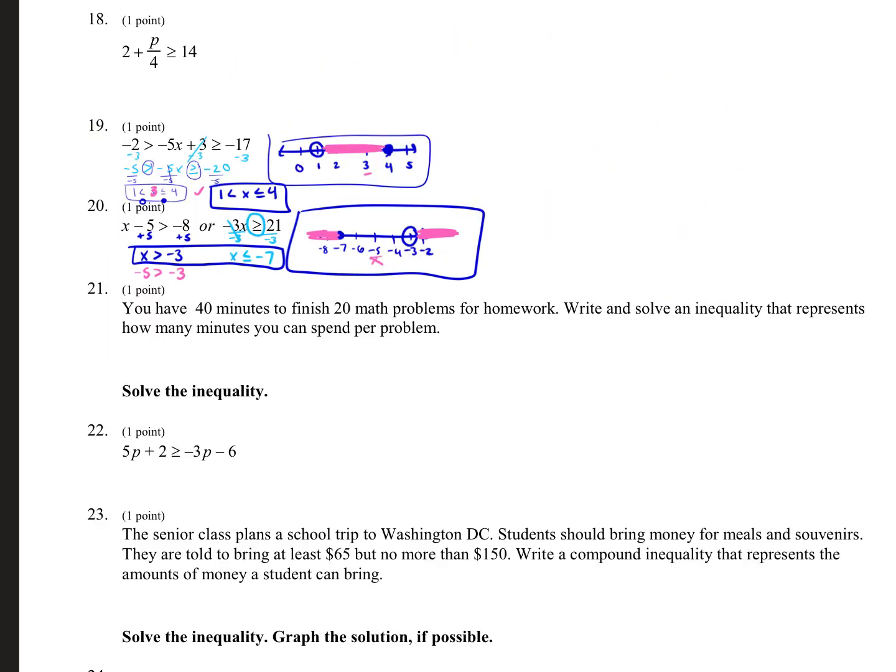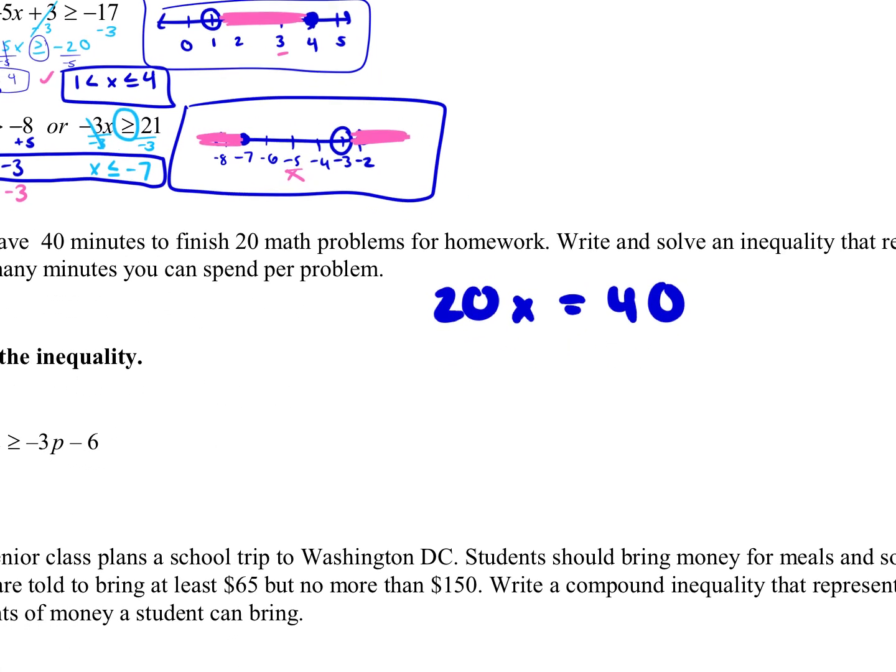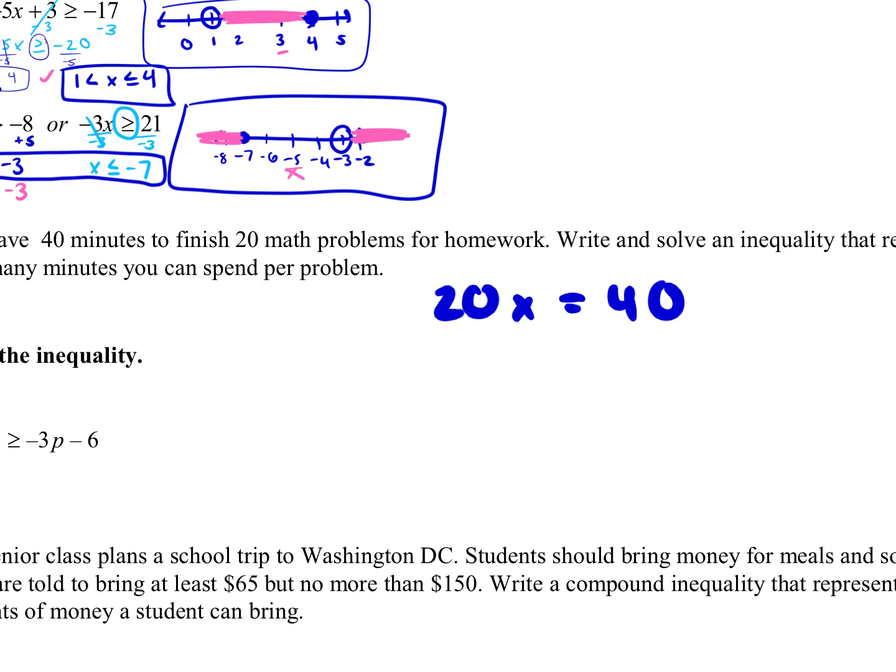For 21, it says you have 40 minutes to finish 20 math problems for homework. Write and solve an inequality that represents how many minutes you can spend per problem. 20x is equal to 40. Well, it's 20x, because we have 20 math problems. So I'm trying to figure out how much time per math problem. So I can multiply that together. Is it going to be equal to 40?